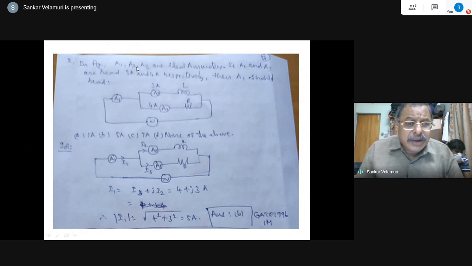In the figure, A1, A2, A3 are ideal ammeters. If A2 and A3 read 3 amps and 4 amps respectively, then A1 should read what? What is the value of A1 that is being asked? Here the inductance is there, and the current flowing is 3 amps, as given. Here the resistance R is given, 4 amps is given, with the AC source. Under steady state, it is all implied that it is under steady state.